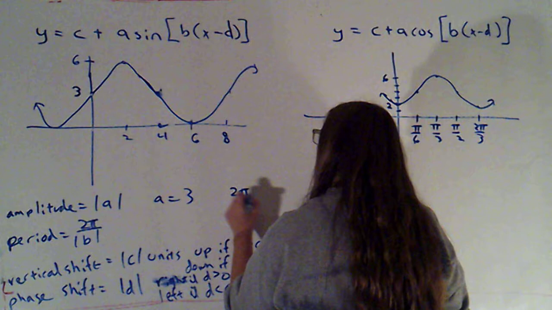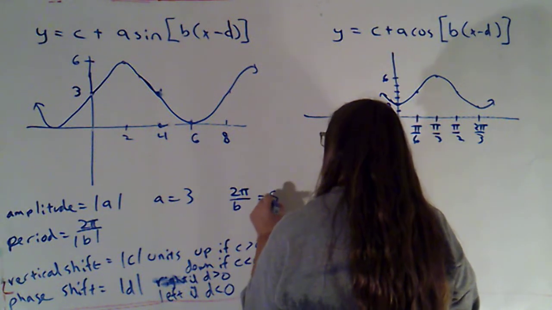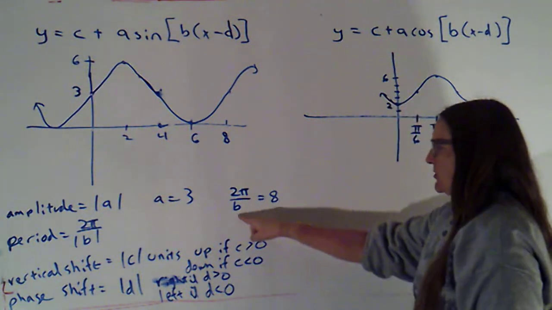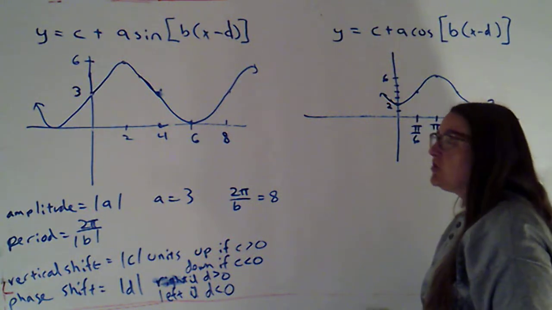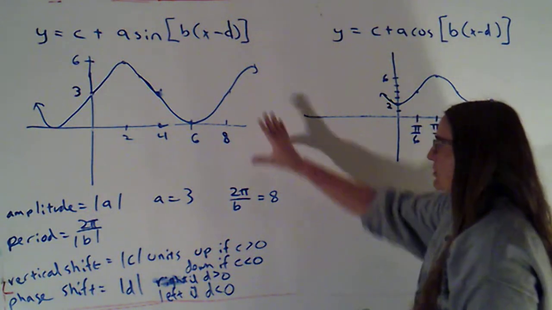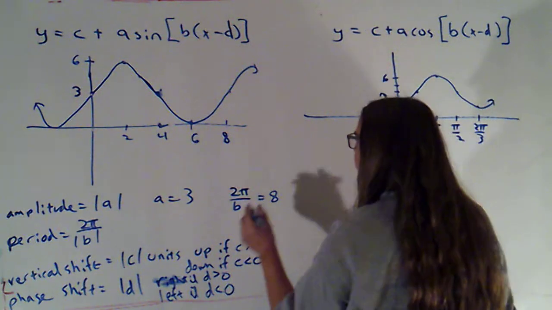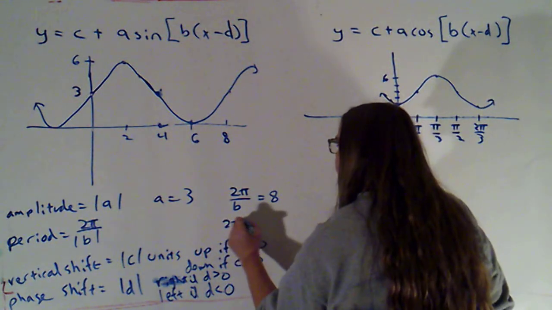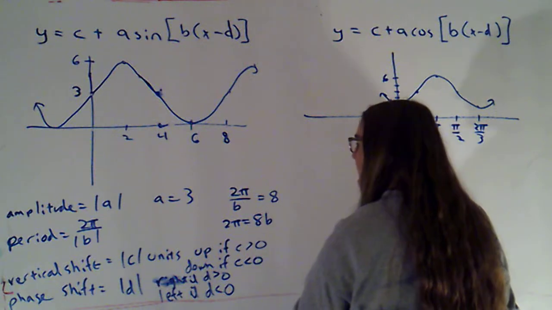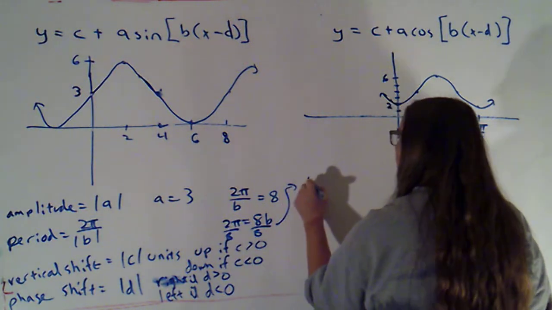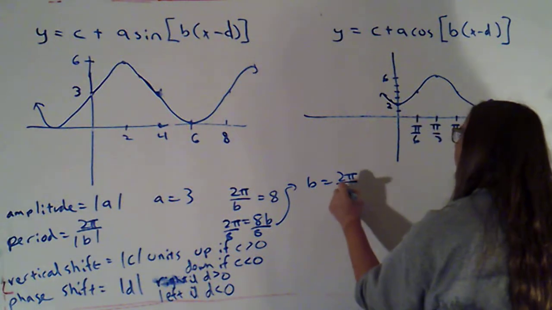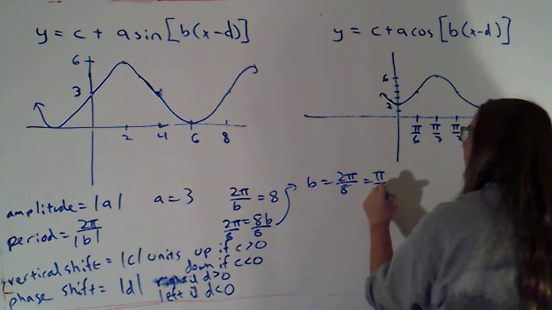So if 2 pi over B is equal to 8, and I'm going to suppose that we can use a positive B here. You can always choose to do that if you want to. You can always pick a positive B. So that means 2 pi is equal to 8B. To solve for B, I'll divide both sides by 8. So B is 2 pi over 8, or pi over 4.